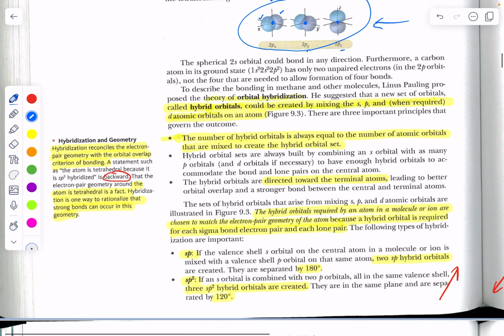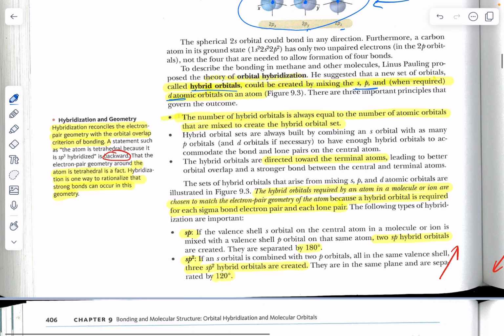So the theory of orbital hybridization is that these hybrid orbitals are created by mixing the s and the p's together when required. And a little bit later on, especially when we have expanded valence, we throw in some of the d atomic orbitals in order to create these orbitals about the nucleus at the center in 3-dimensional space.